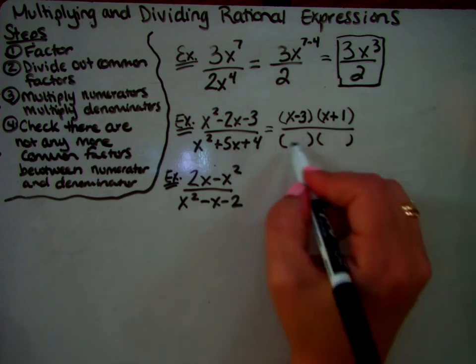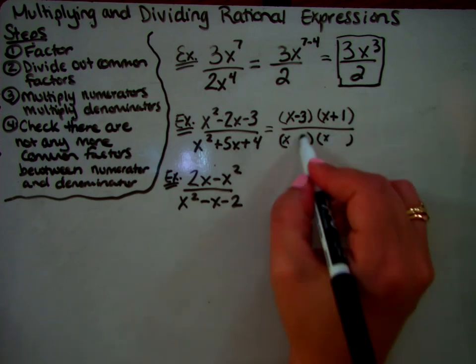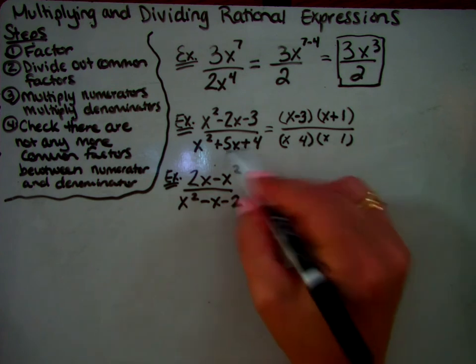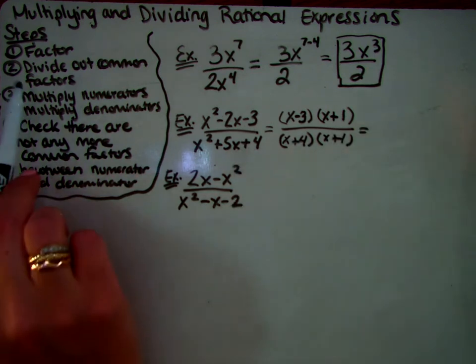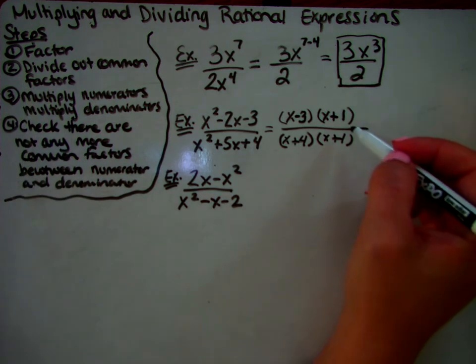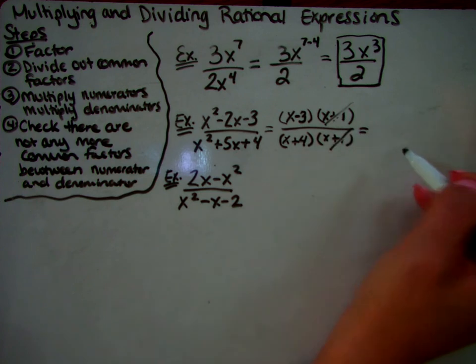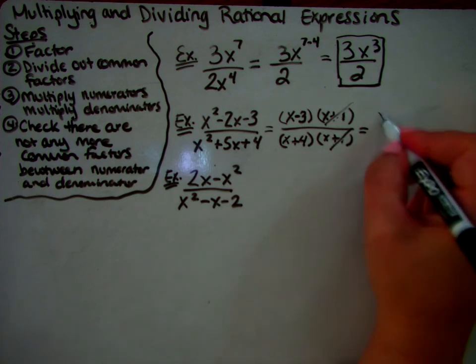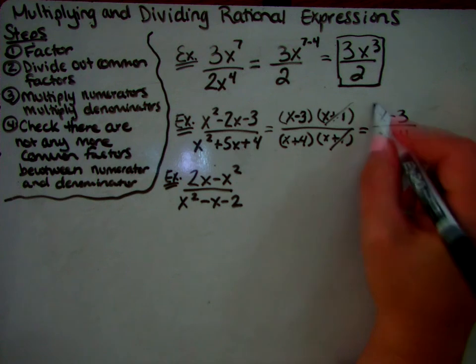Same thing here, x squared, so x's. Factors of 4 that add to get 5, 4 and 1. They're both positive, so these are both positive. Step 2, divide out common factors. Just like 2 divided by 2 is 1, x plus 1 divided by x plus 1 is also 1. So your answer is x minus 3 over x plus 4.